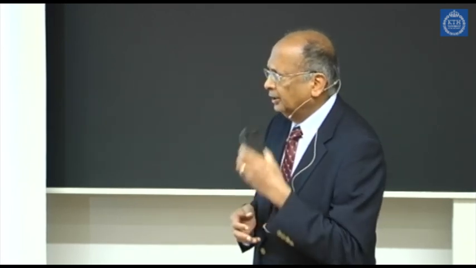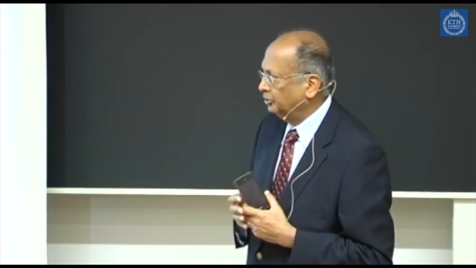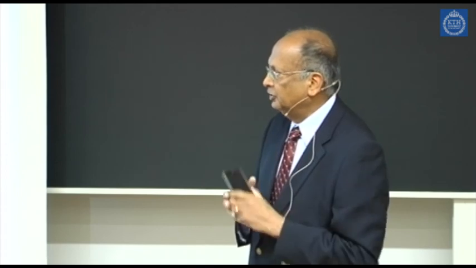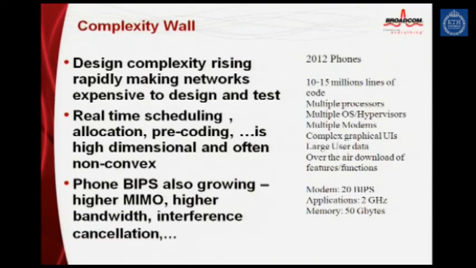So I think the increasing complexity of the system is also going to make the operation of the systems very complicated. And of course, in the phone, the complexity, a number of billion operations per second, is also growing thanks to MIMO, higher bandwidth, and interference cancellation. There's lots of stuff coming into these phones, apart from all the applications that we see here. So complexity is growing, and computing technology is not growing that fast. We're running into problems because of power, so we're now going to quad-core processors for phones.